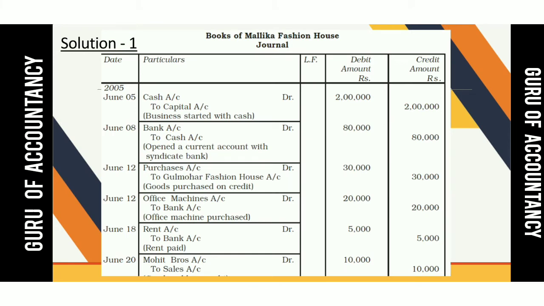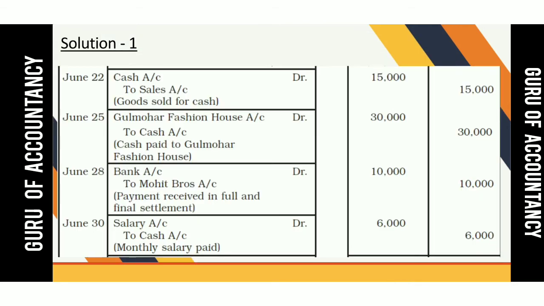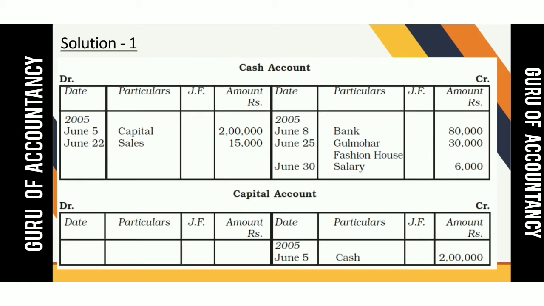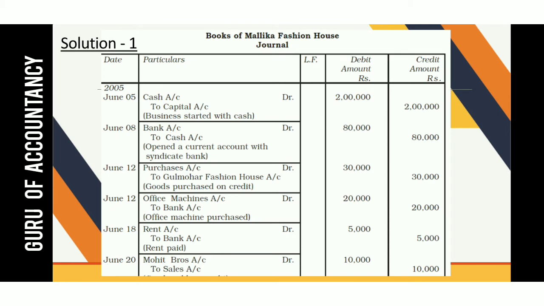See the second entry, bank account debit to cash. So here the bank account is debited. So on the debit side of the bank account you will write to cash rupees 80,000, and on the credit side of the cash account you will write by bank 80,000. So let us see the bank account and cash account. On the debit side of the bank account you can see June 8 to cash 80,000. And in the cash account credit side you can see June 8 by bank 80,000. In this way you have to do posting. You have to remember to write the opposite account, and you have to remember the words to and by.